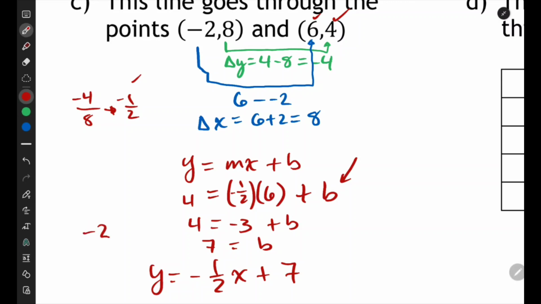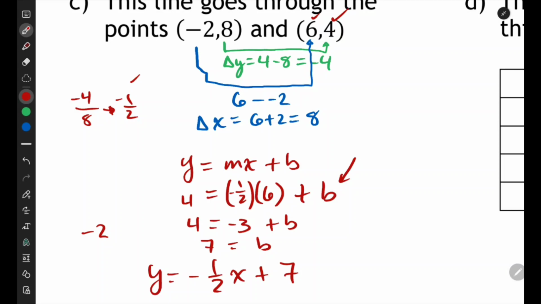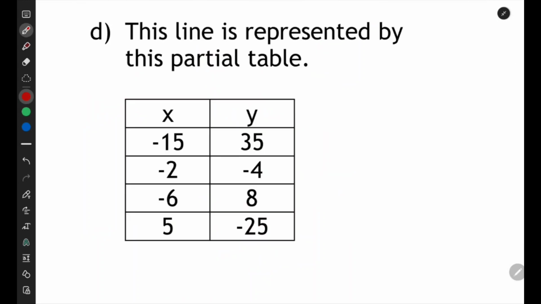So when -2 goes in for x, I end up with -1/2 times -2, which is going to be +1. And yeah, 1 plus 7 is 8, so it checks for that point. For the other point, when I plug in 6, I have -1/2 times 6, which is -3. And -3 plus 7 is indeed +4. So I think we're pretty safe in stating that this is the equation of a line that will pass through both of those points.